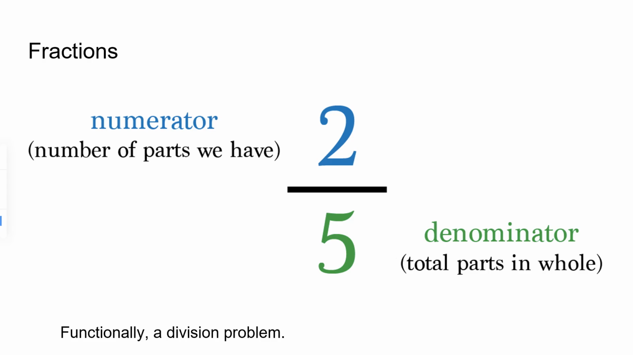So fractions, there's a numerator, the top part, and the denominator, the bottom part. The top part is the number of parts we have, and the bottom part is the total parts in whole. So 2/5 means that we would have 2 out of the 5 total items. Functionally, this is a division problem.